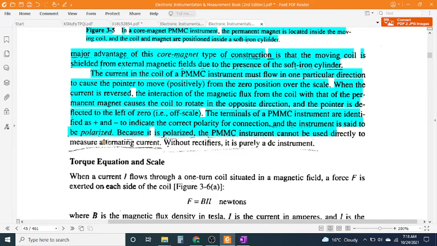Because it is polarized, the PMMC instrument cannot be used directly to measure alternating current without rectifiers. It is purely a DC instrument.